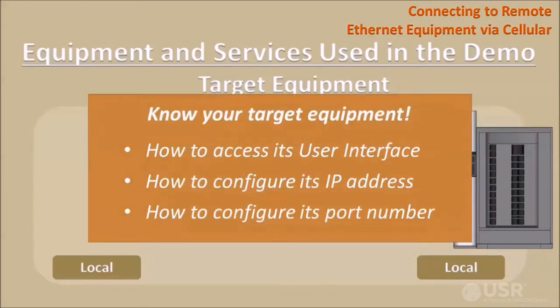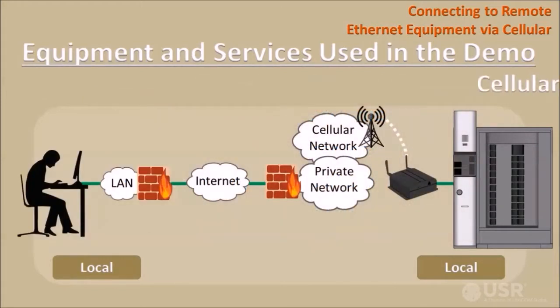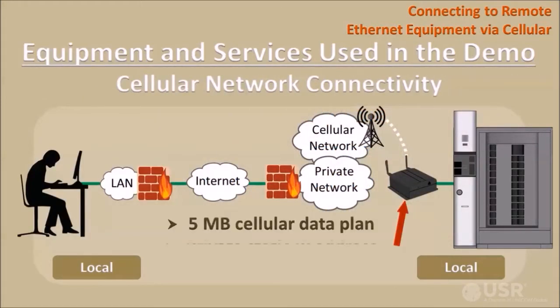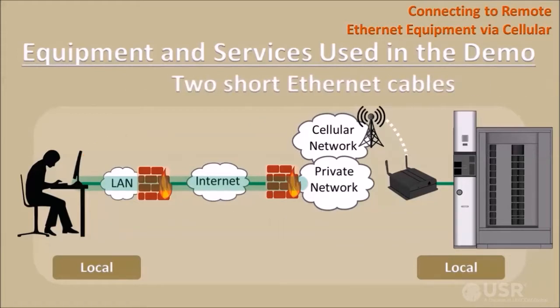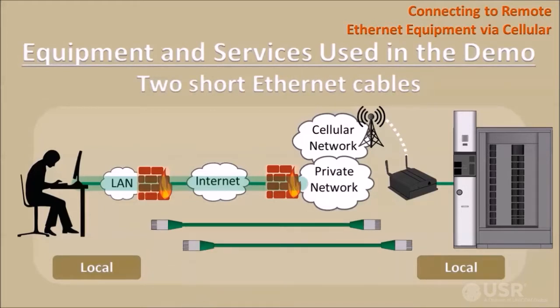When configuring your target equipment, you'll have to know how to access its user interface and how to configure its IP address and port number. The cellular service for this gateway is a 5 megabyte data plan, and it has a static IP address. And my cellular service provider has set up an L2TP VPN tunnel between my terminal and their network. And I'll be using two short Ethernet cables to make connections while configuring the equipment and testing the setup.